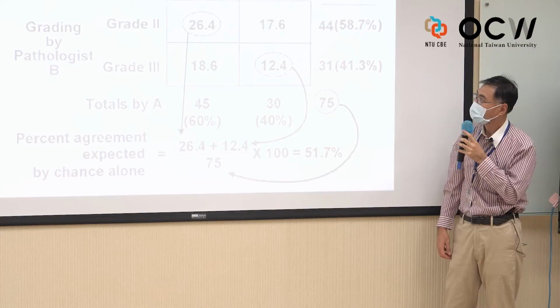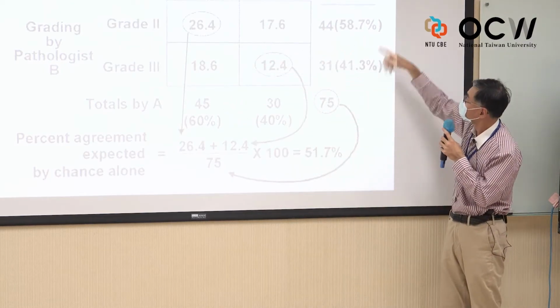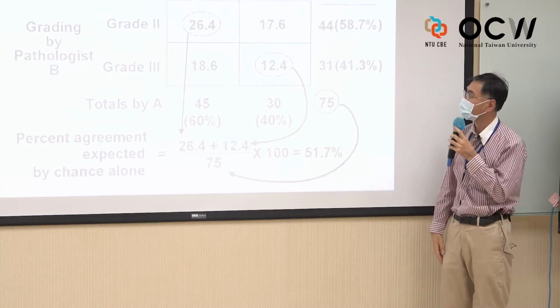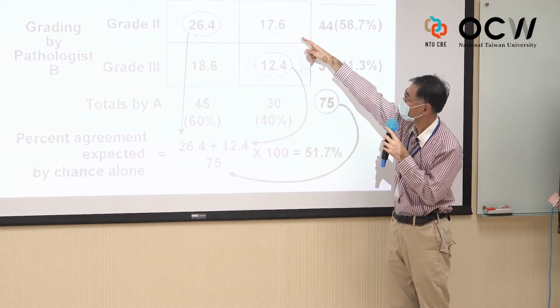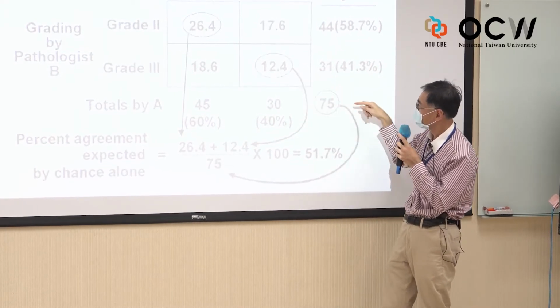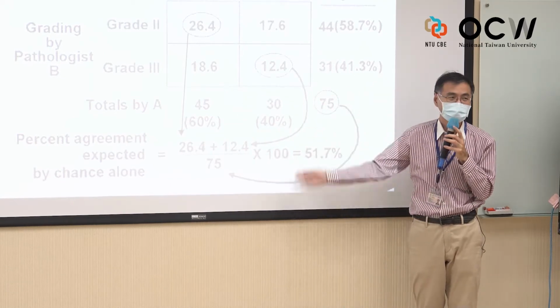If this group of people got the same percentage of the total, we get 26.4. Exactly the same thing for the others: this times this divided by that. So we got the four expected values.